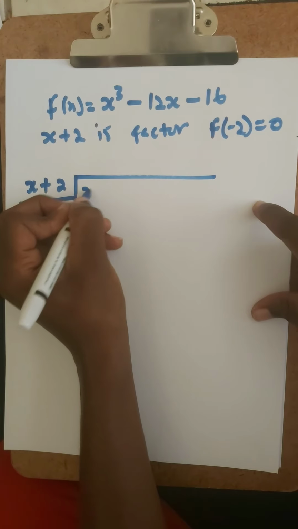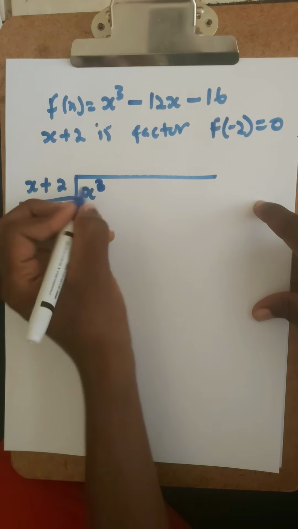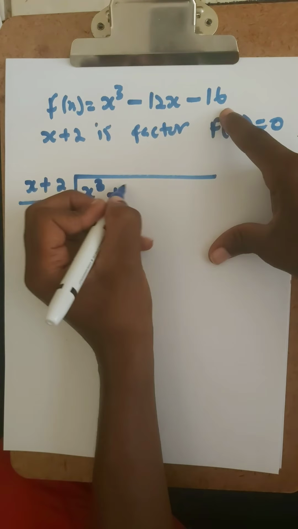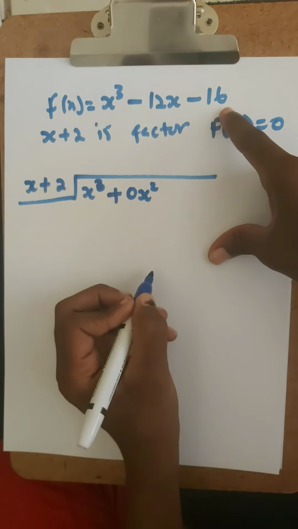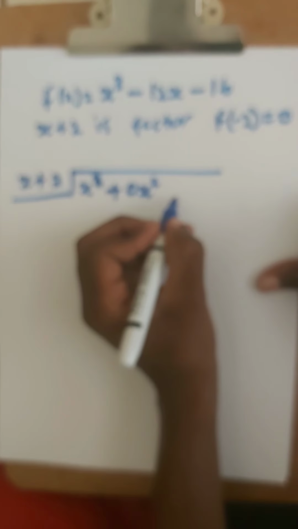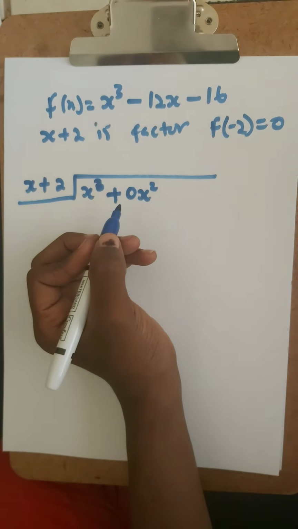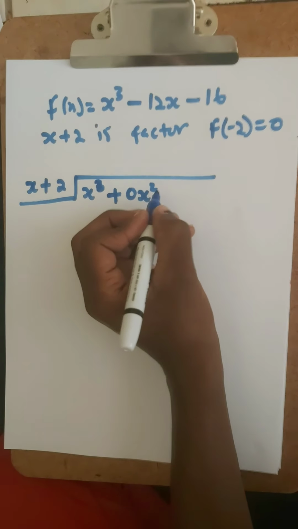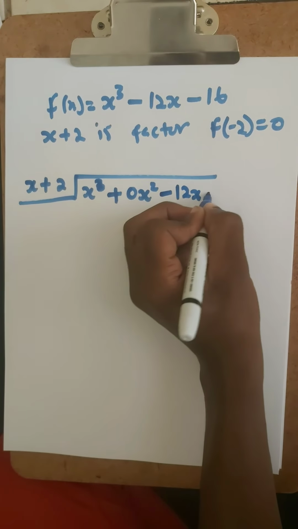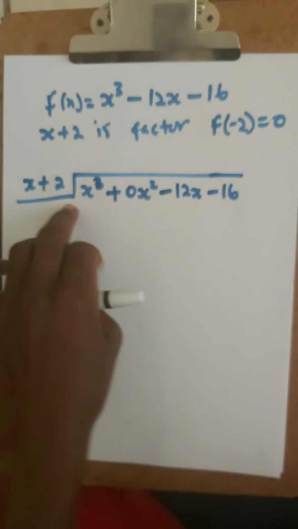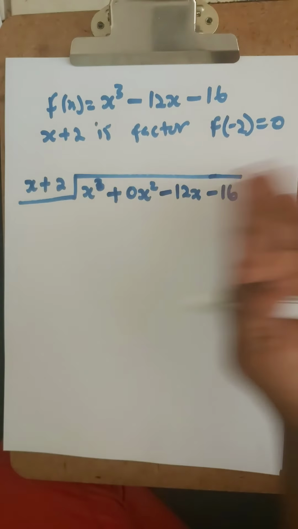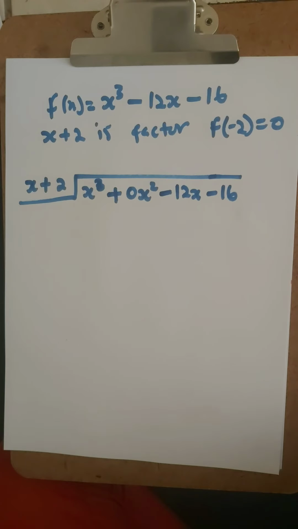Then I have x cubed, plus 0 times x squared, minus 12x minus 16. The terms must go in this order: x cubed, x squared, x, constant, so we don't miss any term, until the remainder is 0. So now I have to use my long division.